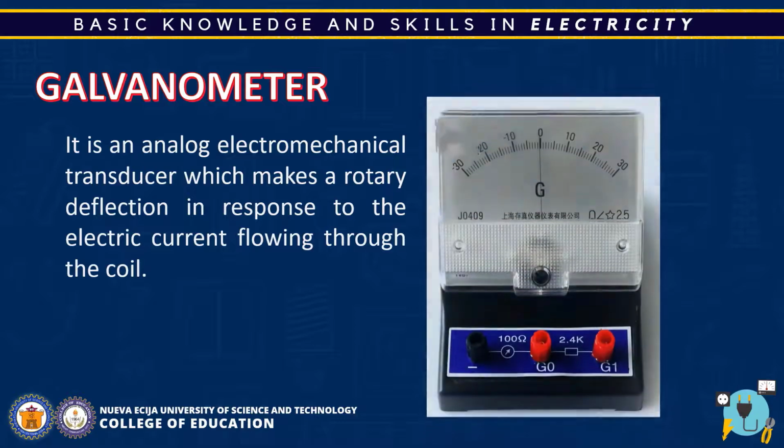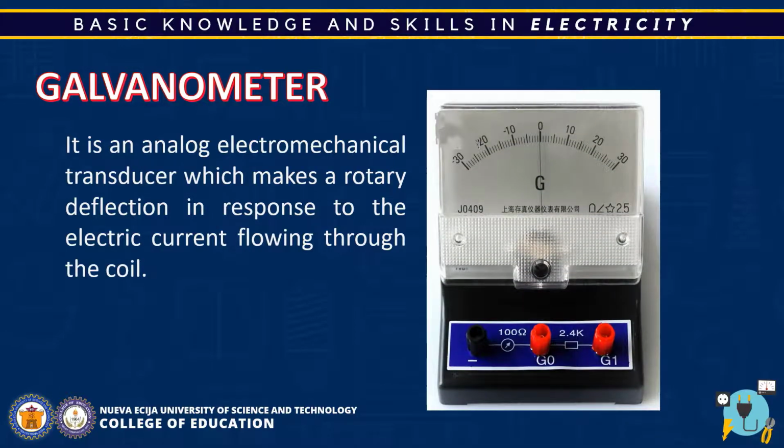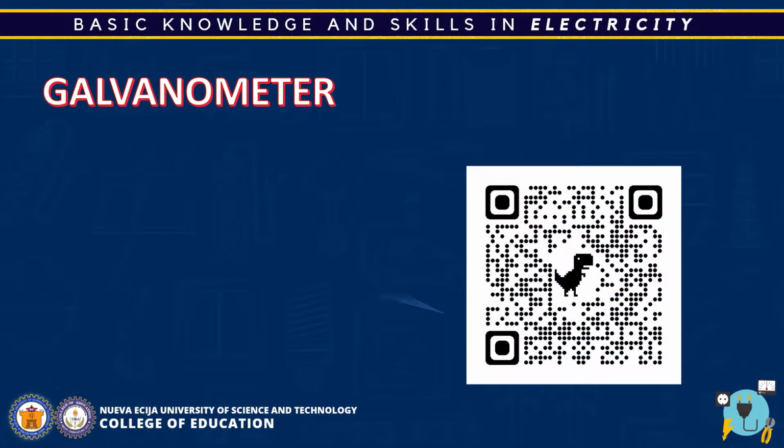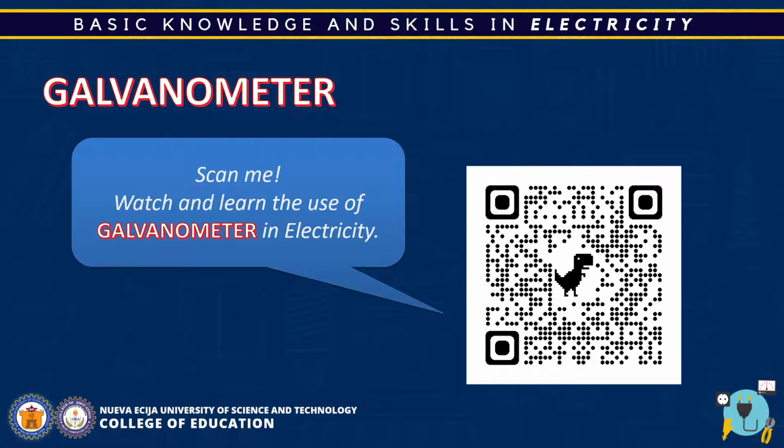Galvanometer was the first type of ammeter. It is used to detect and measure electrical current. A galvanometer can read direct current flow. The magnetic field created as current flows through a coil acts on a spring, which will move the needle indicator. Scan the quick response code to learn more on how galvanometer works and is used in electricity.